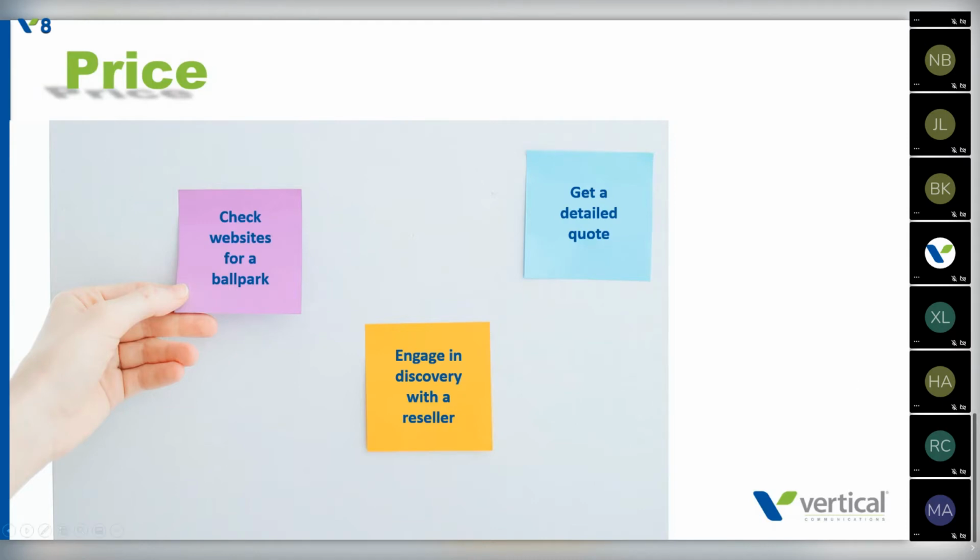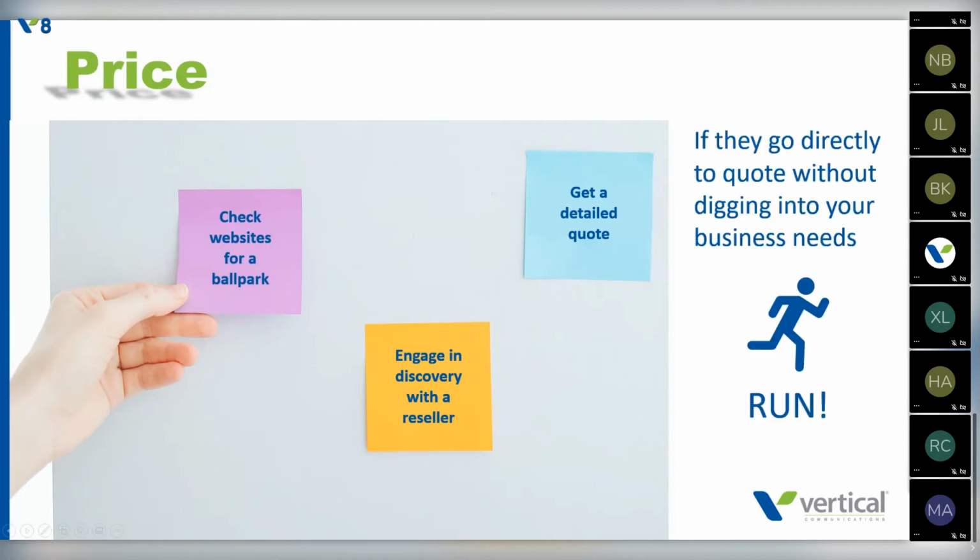So the next thing that we want to talk about, one quick note. If you get somebody who you engage with as a reseller and they go directly to, oh, how many seats do you need? Here's a quote. Here, I can give you quotes for 5 different products. I would run away quickly. That is not what you need. That's not how to engage in this.